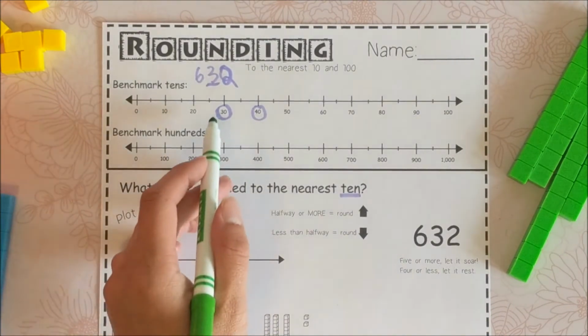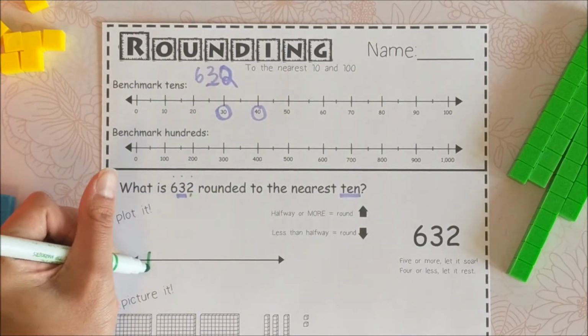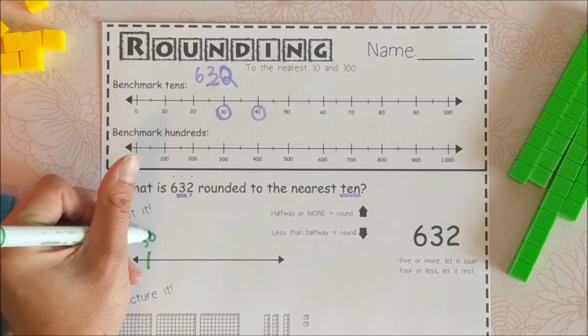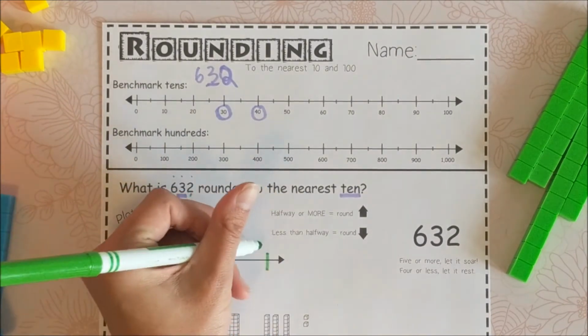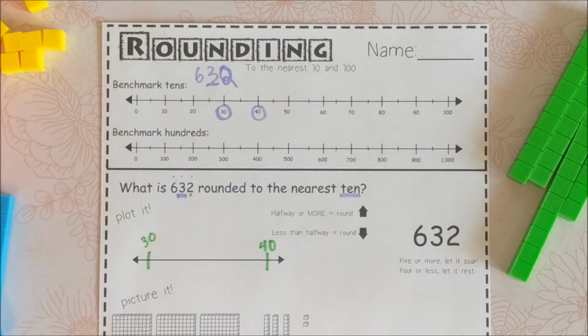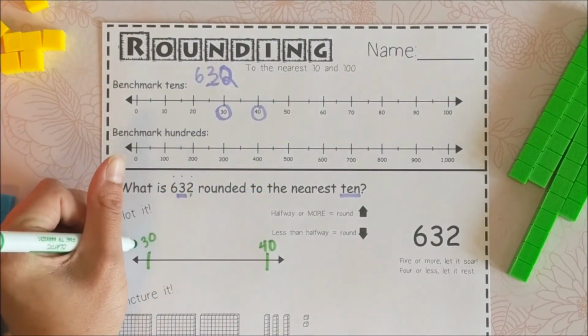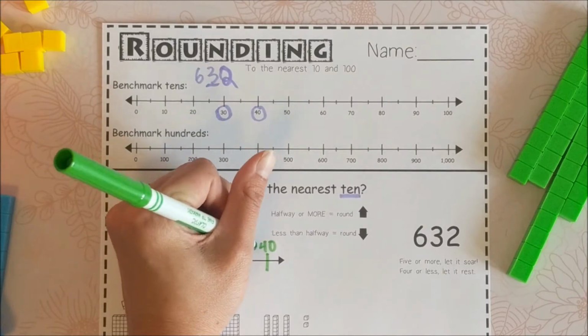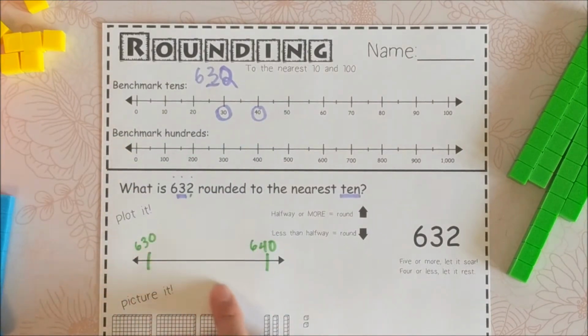We know that our lower benchmark is 30, so I'm going to draw a line here and put 30. And we know our upper benchmark is 40. And then let's go ahead and add that 6 back in. It's not going to bother us, but we're really talking about 630 versus 640. Cool. Now we need to find the halfway point.